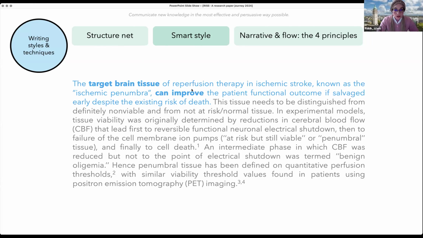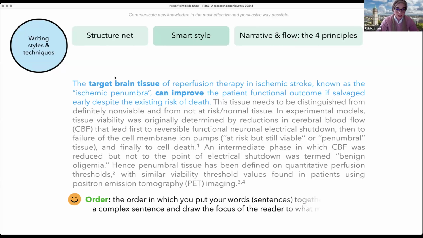Right, so I'm going to ask you a question. I want you to tell me: when we say that it can improve the patient functional outcome, do you feel that the functional outcome is the most important thing, or what they want to focus on? That's actually the result, the outcome of saving the tissue. The crux, the heart, the focus of this paper is on the penumbra and its importance. And if we learn how this penumbra evolves or shrinks, we can identify the outcome. So this is what I mentioned earlier about sense of directionality and order.